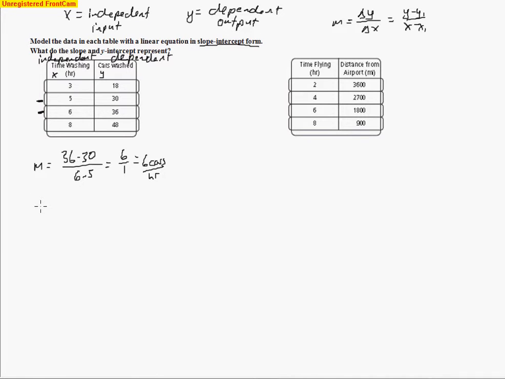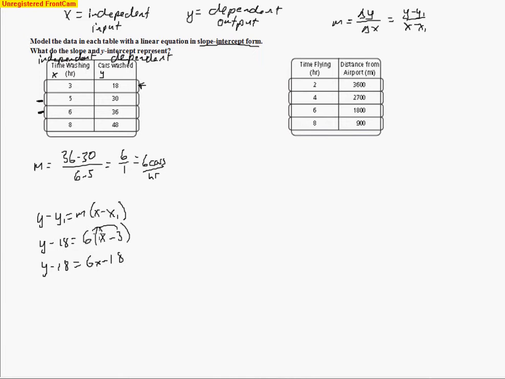Now we're going to try to write an equation. So y minus y1 equals m times x minus x1. This way we can predict how many cars we'll have washed later on. So I've got y minus, and then I'll take a point. It doesn't matter which point. Pick any point. I'm going to pick this first one right here. And so I've got y minus 18 equals the slope of 6 times x minus 3. So I distribute. I get y minus 18 equals 6x minus 18.